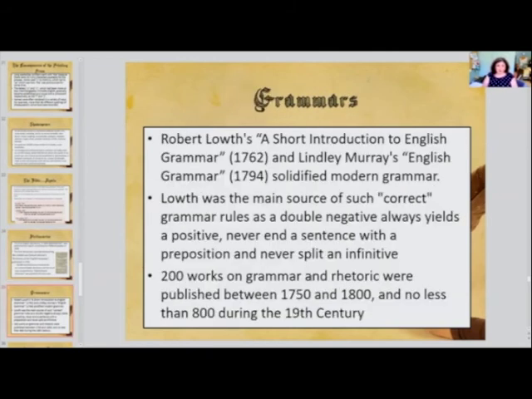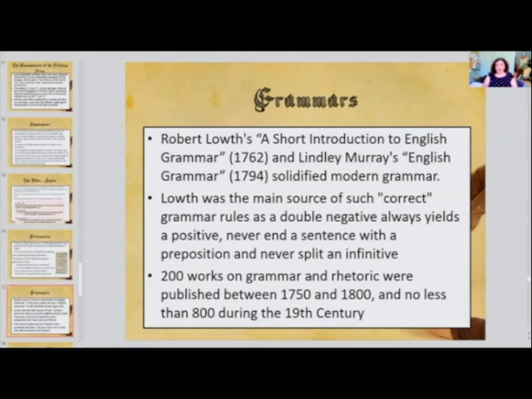Along with spelling, we care a lot about grammar. Robert Lowth wrote the first grammar book in 1762. There's Murray's Grammar in 1794. And those two books really start to bring together what we think of as modern grammar. So when people say grammar rules have been around forever, well, they've been around since about 1762. And these correct grammar rules came from two or three people.